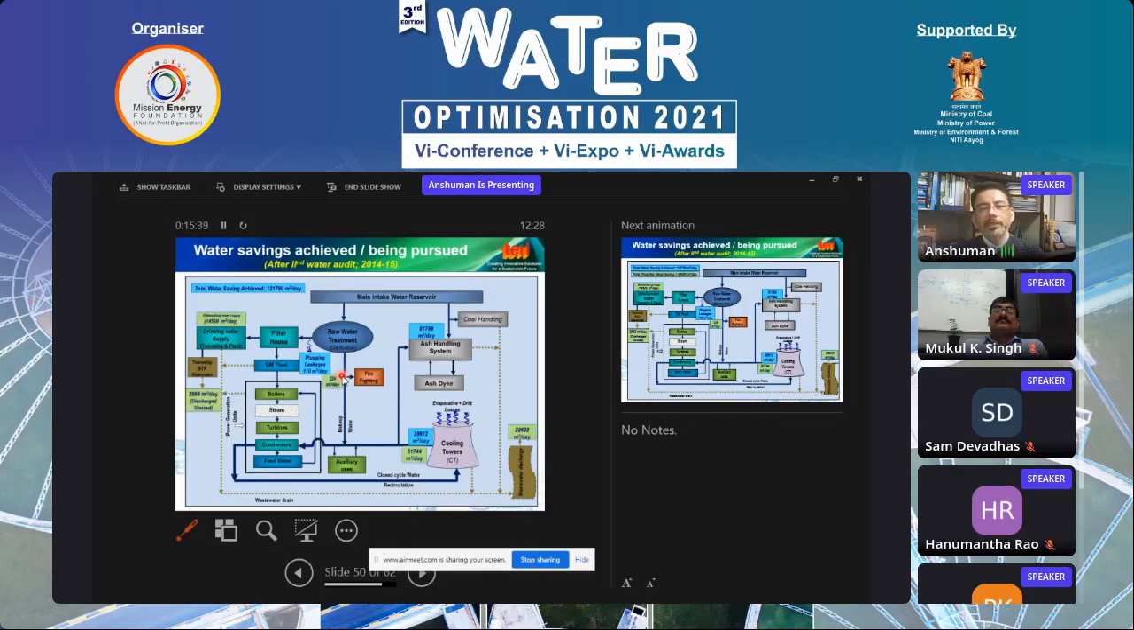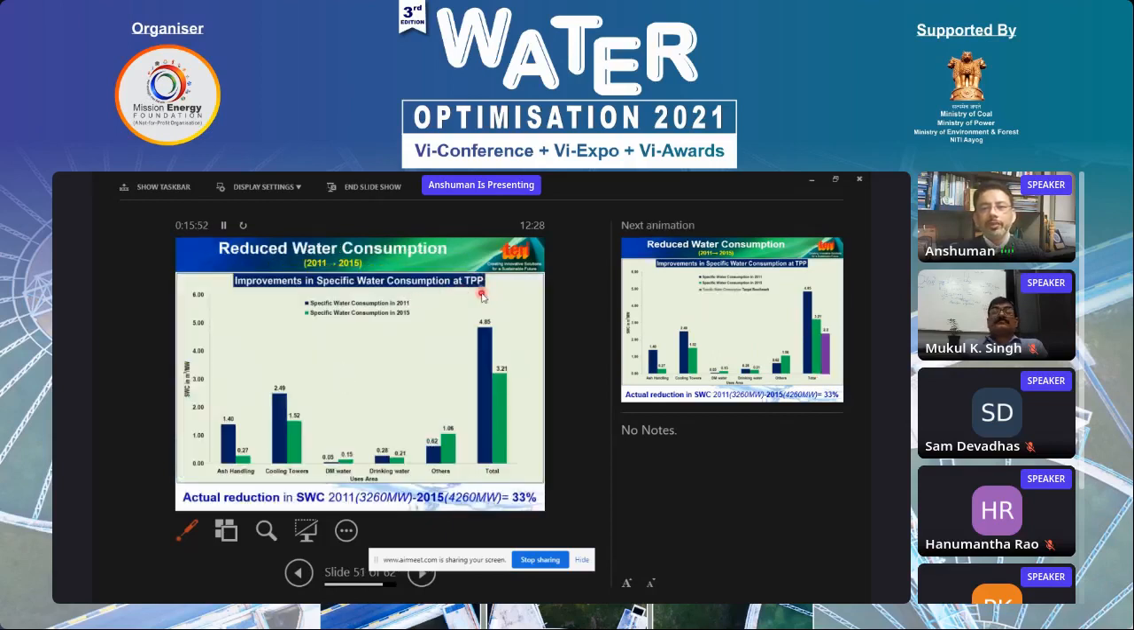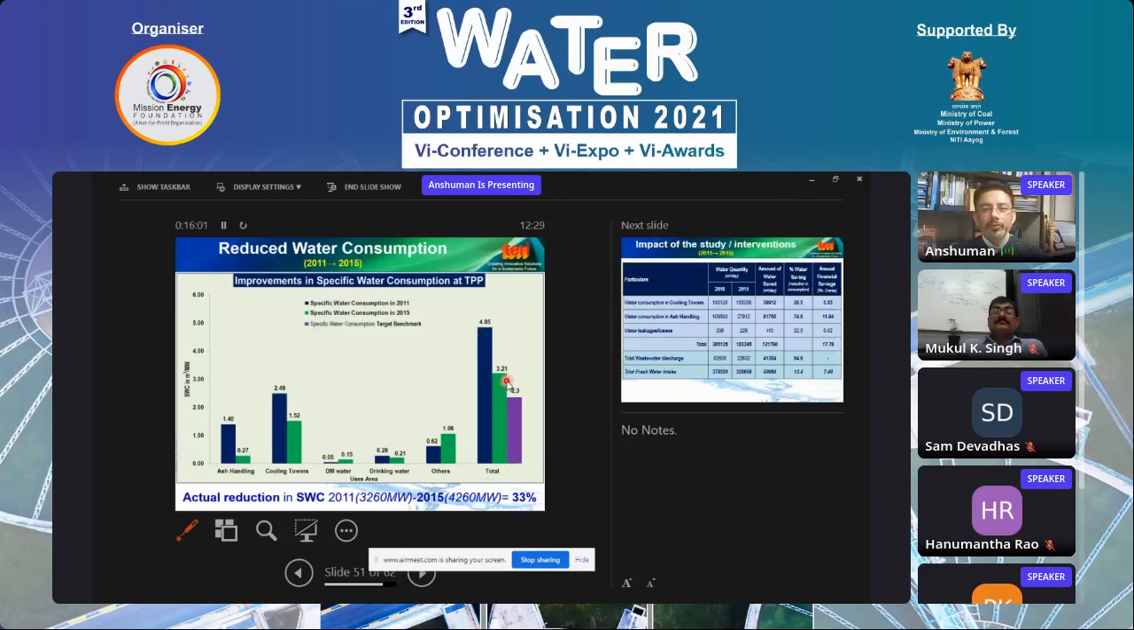And this time when we audited, we again found further ways of enhancing the entire process and achieving an even better water use efficiency. And as you can see, from 4.85 they reached around 3.21 meter cube per megawatt, almost 33% improvement. And this time we set them a benchmark of around 2.3 meter cube per megawatt. So this is a cyclic process.